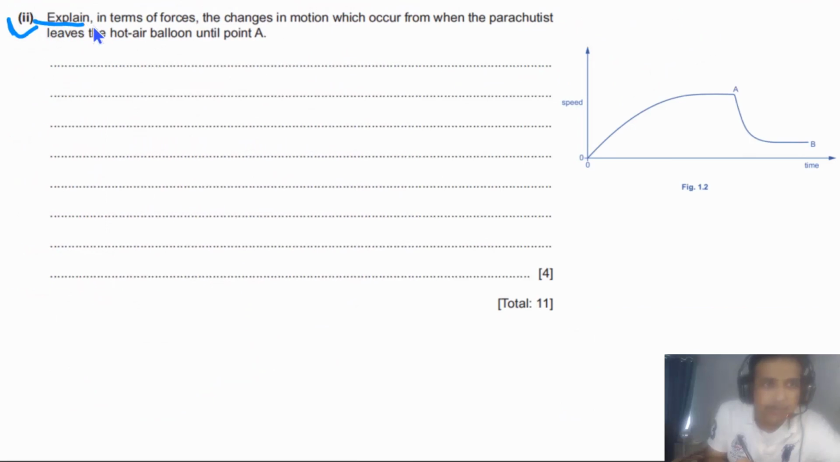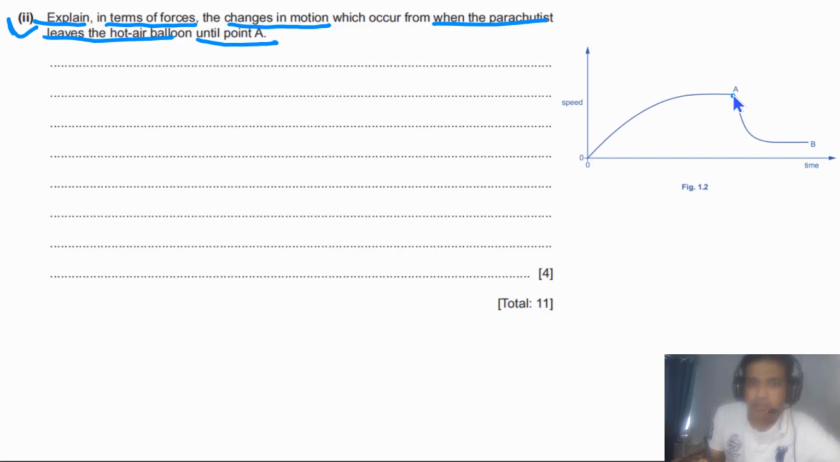Second part says explain in terms of forces the changes in motion which occur from when the parachutist leaves the hot air balloon until point A. Until point A means until this point. And parachutist opens parachute at this point. So we have to talk before opening the parachute. So let me mark here, open parachute here.